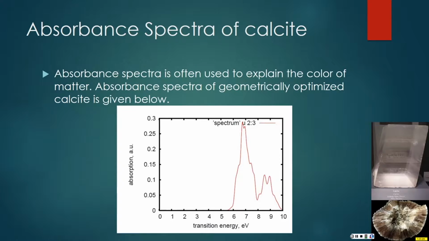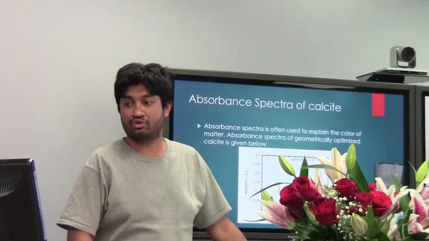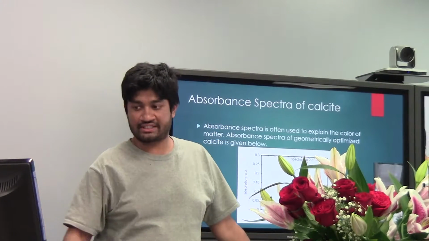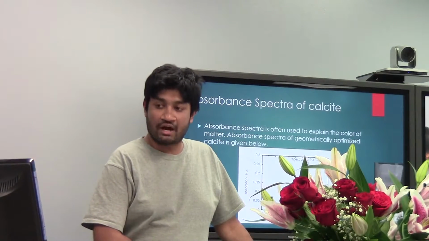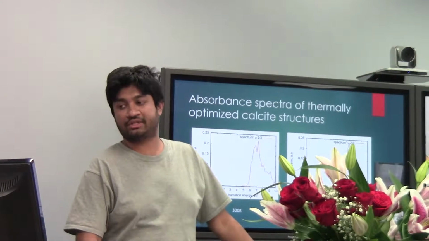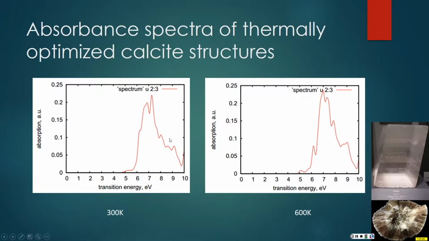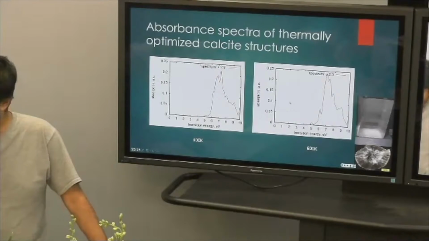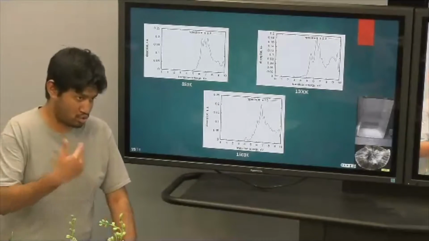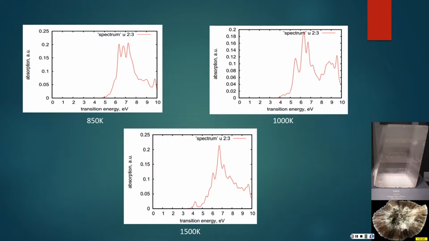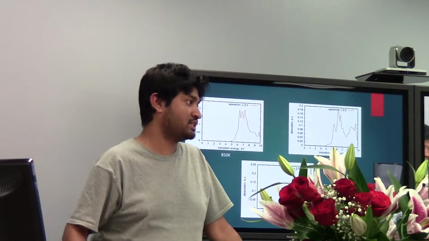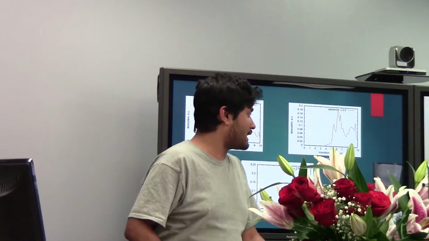Now the absorbance spectra. Actually, it is the light-matter interaction. This is the absorbance spectra of our optimized calcite. The peak is in the UV region. After doing the MD, if we look at our absorbance spectra, there is not that significant a change in the spectra, but the population distribution of the spectra is slowly moving towards the visible region. And if we do the MD at higher temperature, we hope that we can get the peak in the visible range, so that at that time we can get the color of the calcite.